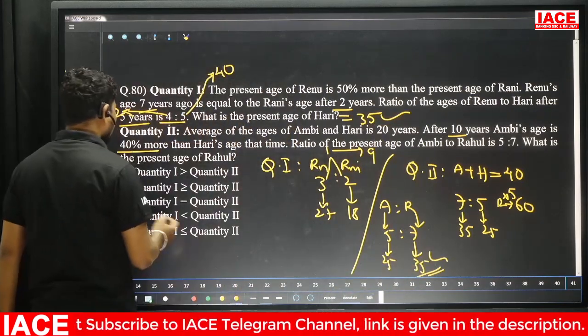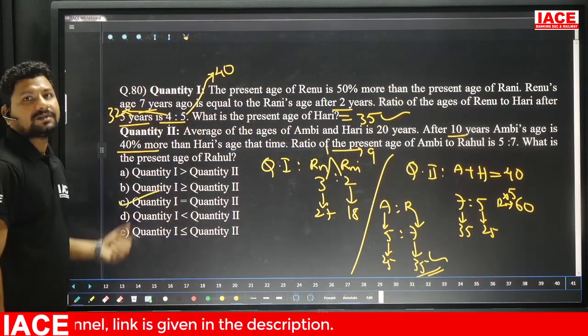Both are equal. Then quantity 1 and quantity 2 both are equal. The option is C here.